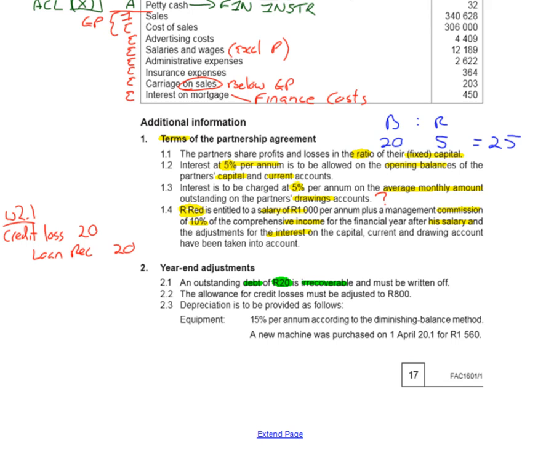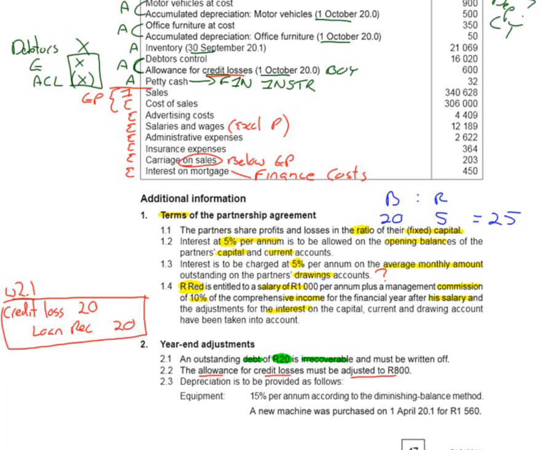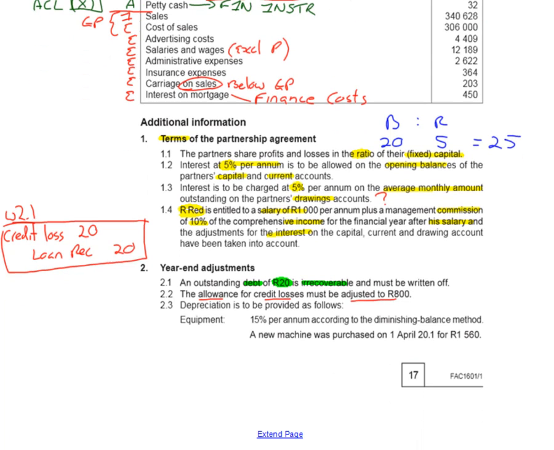Okay, then specify where that was sitting as a debtor or if it was a separate loan, but what we're worried about is the credit loss of 20. Then the allowance for credit losses must be adjusted to 800. What was it? The allowance for credit losses at the beginning of the year was 600. Let's do the quick calculation.